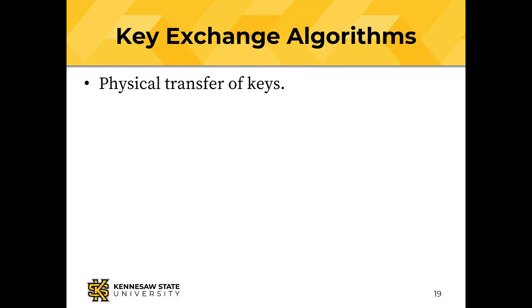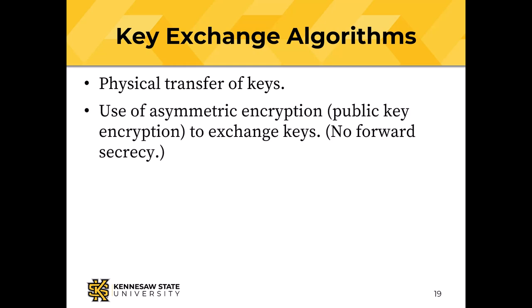There are several algorithms for exchanging keys. One of them is physical transfer, that steel briefcase. Or for something that requires less intense security, I could hand you a flash drive and say, here's the secret key we're going to use to communicate with one another. We could use public key encryption. That's also called asymmetric encryption. Remember, symmetric encryption was called symmetric because the same key was at both ends. Asymmetric encryption uses different keys, one at the sender's end and one at the recipient's end. Asymmetric encryption does not provide for forward secrecy, which we'll talk about in a moment.